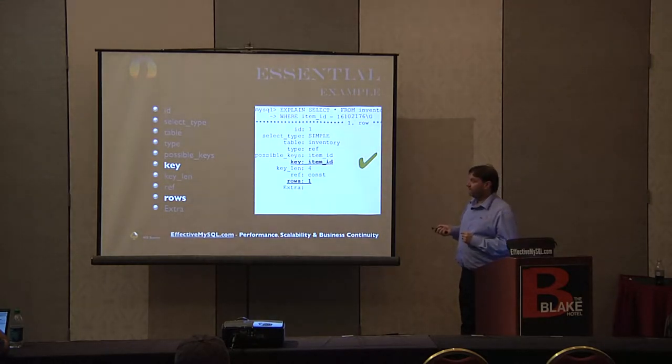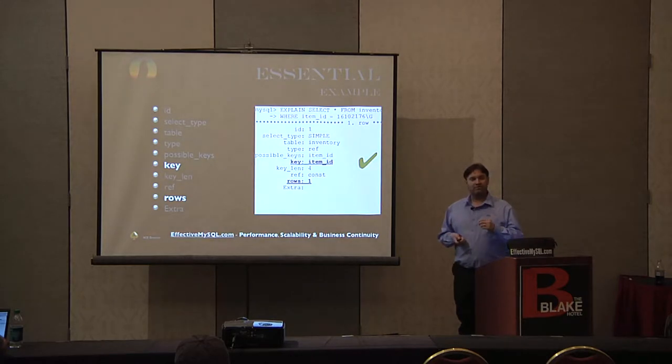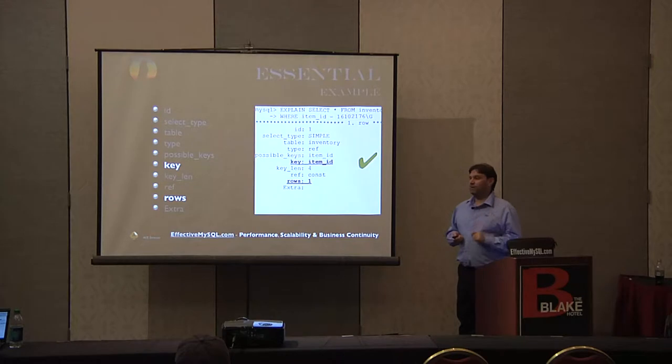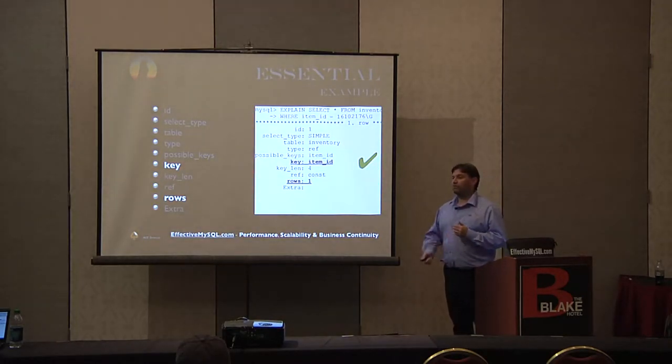And if you see key, and if you see rows equals one, that's statistics saying that I'm going to use a key and I expect to find one row. This is basically the best that you can actually get when you want to retrieve data.